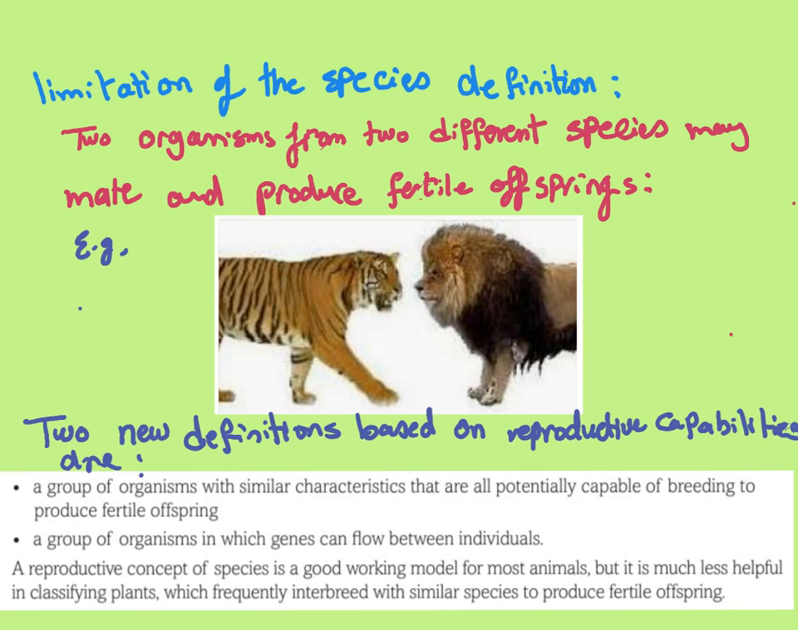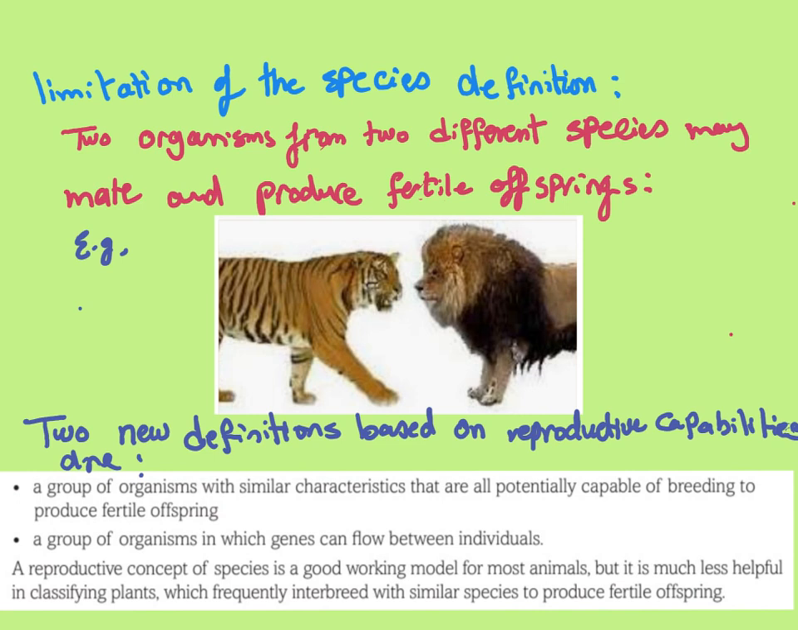So we can summarize the species definition here. Organisms from two different species may mate and produce fertile offspring, like here, this mating can take place and produce fertile offspring although they belong to different species, the same as the horse and pony. So scientists have put more definitions of species based on reproductive capabilities. Two new definitions. Number one, a group of organisms with similar characteristics that are all potentially capable of breeding to produce fertile offspring. Two, a group of organisms in which genes flow between individuals. So the reproductive definition of a species depends on similarities in characteristics, the capability to breed and produce fertile offspring, and gene flow between individuals.